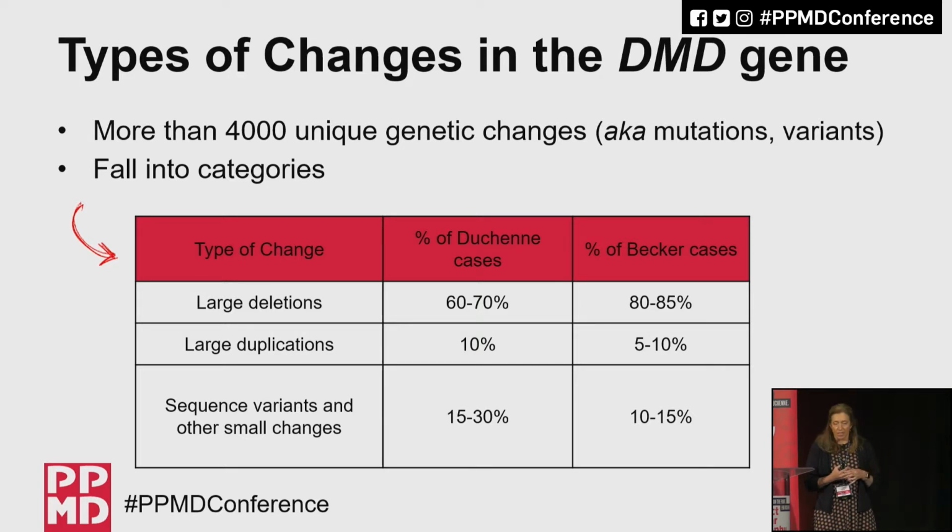Another more common change we see are duplications. So that's when an entire exon or several exons are repeated or duplicated. And then almost 30% of boys with Duchenne will have a much smaller gene change or a sequence variant. And we'll be talking more about those in a minute.